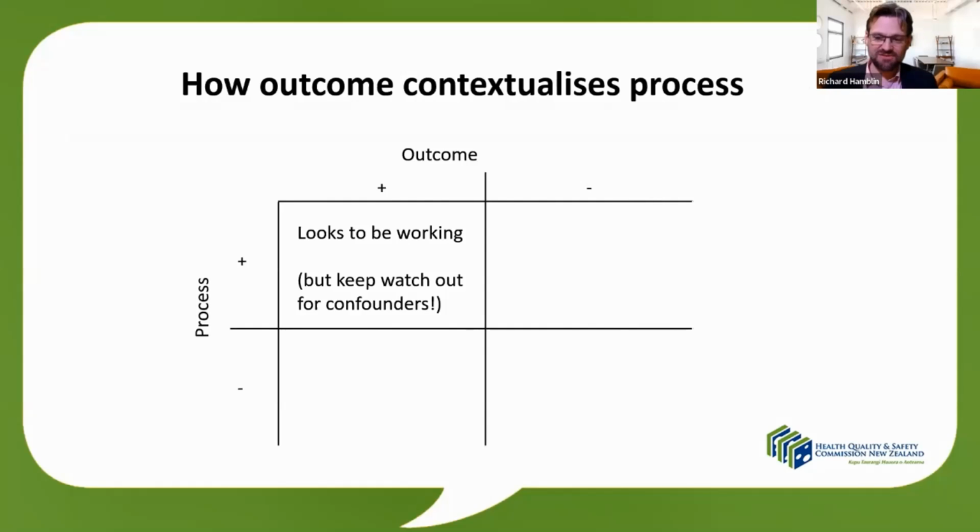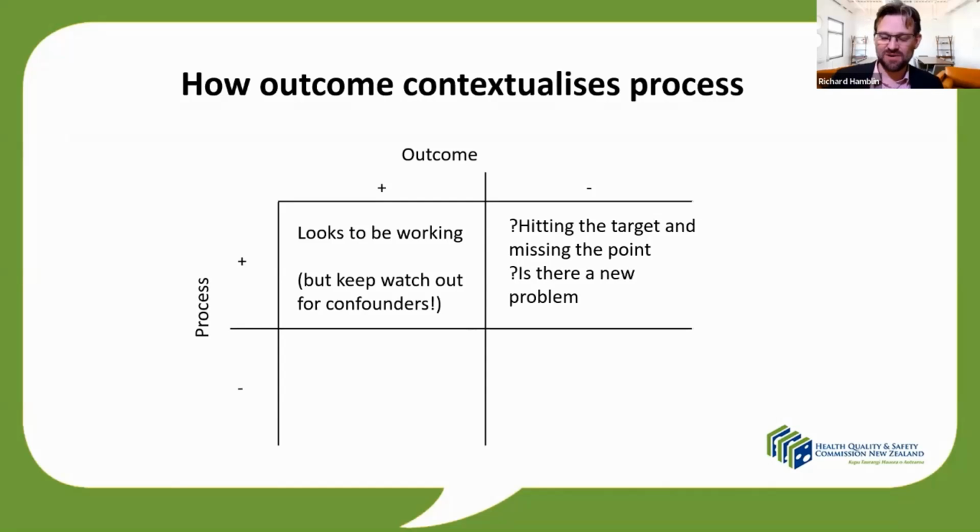So what if people are doing the right things and they're getting the right results? Well, probably whatever you're doing looks to be working. But watch out for confounders, because there may be some other things going on there, and of course no result is forever. If you're doing the right process but you're not getting the outcomes, there's an idea called hitting the target and missing the point. It's having the right things written down or recording that you're doing things, but not really doing them in the way that's anticipated.